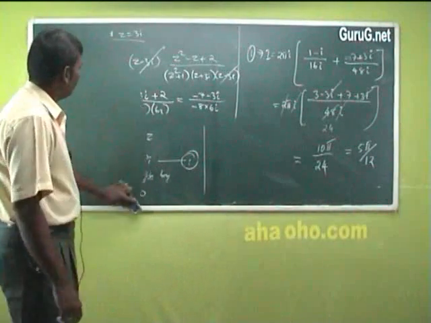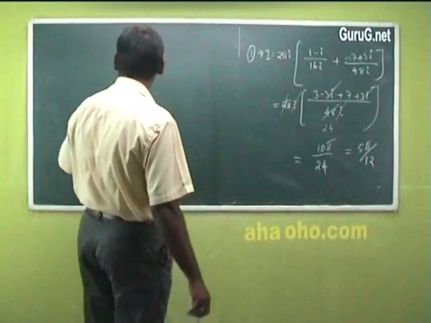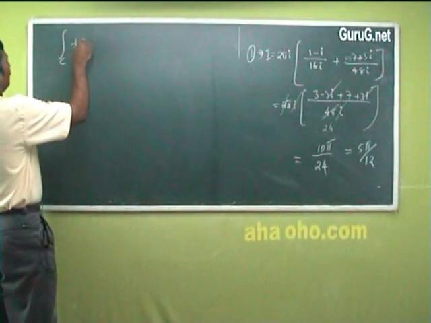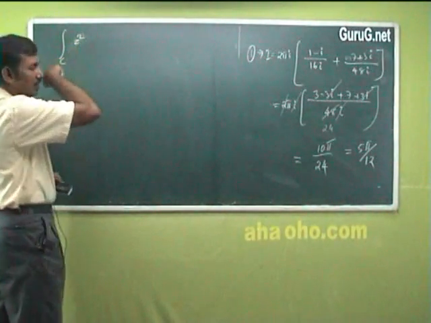So what is I? I here is the integral over C of f of z dz. So the integral over C of f of z, with z squared, what is f of z?